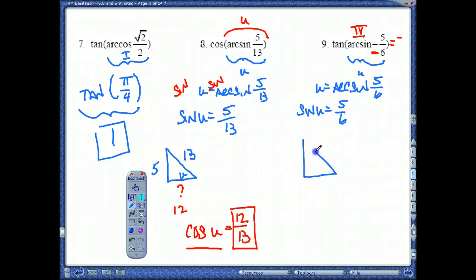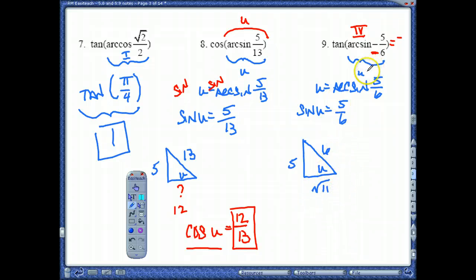Now I get to draw my triangle. This one's not going to be as much fun because it's not a Pythagorean triple. I have to take 6 squared is equal to 5 squared plus my adjacent side squared. So 36 minus 25 is 11. Square root of 11.